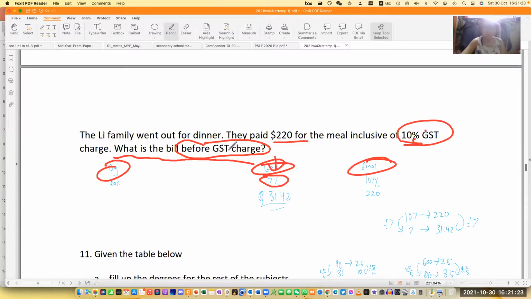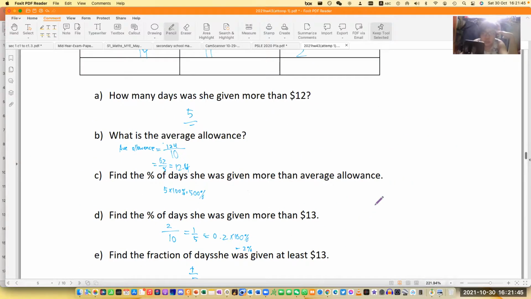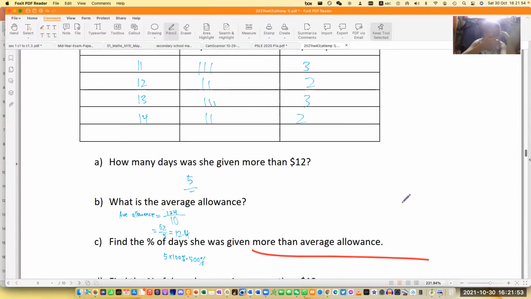This is GST. Before GST, which one? Original or final? Original. Very good. So you are going to give them the original if you circle the keyword. But of course, if you never circle the keyword, then you are going to get it wrong. Can you see? More than. More than means as long as more than.